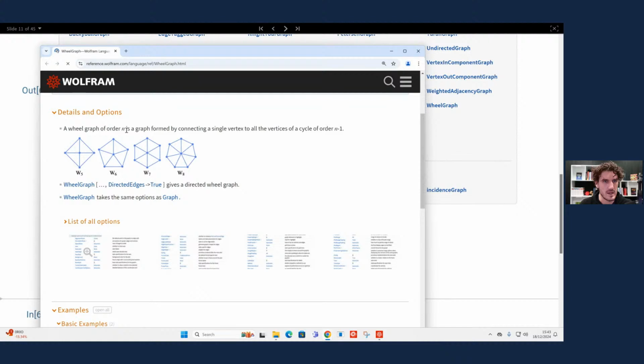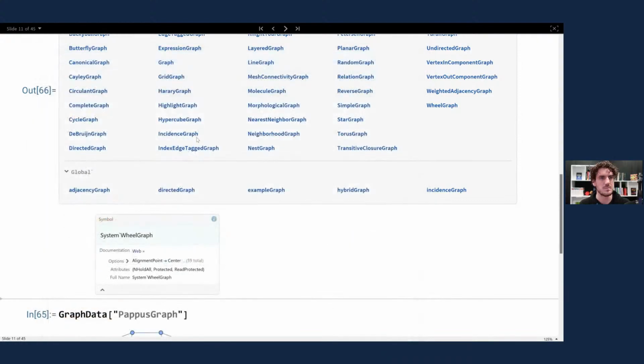A wheel graph of order n is a graph formed by connecting a single vertex to all the vertices of a cycle of order n minus 1. Okay.